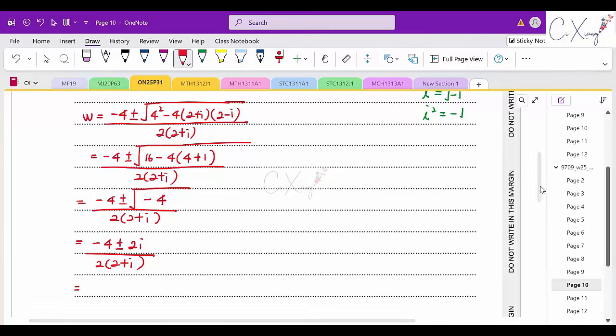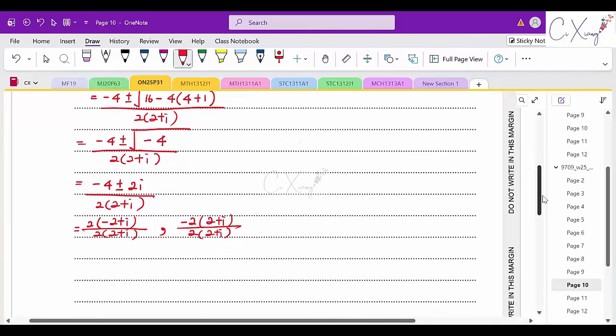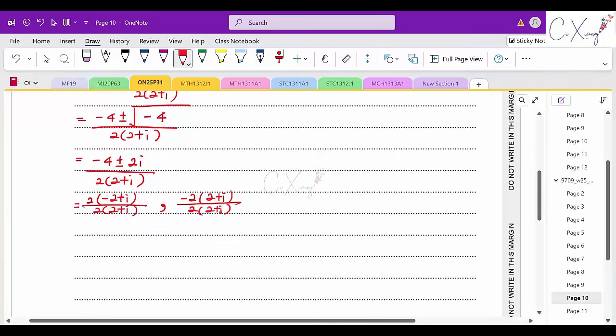So I'm having negative 4 plus 2i and also negative 4 minus 2i. For negative 4 plus 2i, if I take out the 2, I'll be having negative 2 plus i, then divided by 2 plus i. Then for another value, negative 4 minus 2i, I take out the negative 2, then I'm having 2 plus i divided by 2 plus i. So this particular part here, I got negative 1, which is already the answer that cannot be simplified anymore. Then for this one, you can further simplify it.